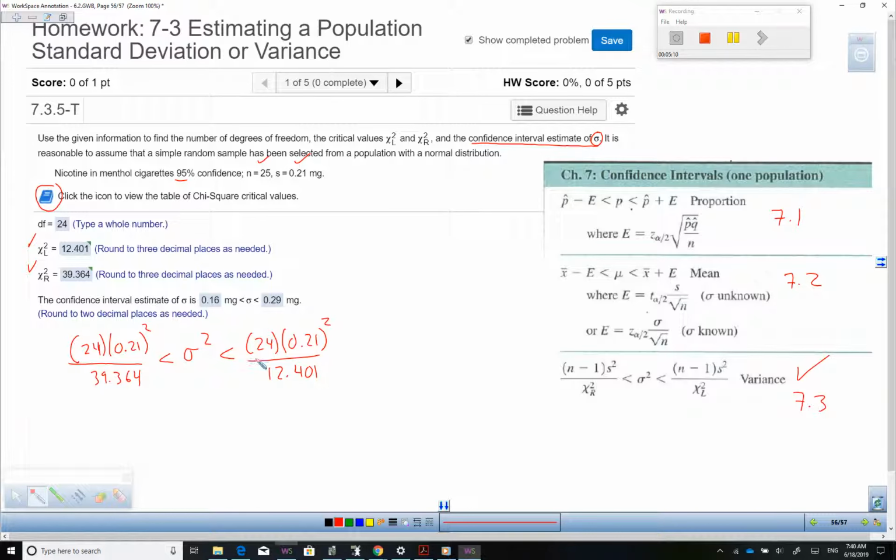Remember, we want the confidence interval for the standard deviation. This gives the confidence interval for the variance. So to get sigma by itself, all we have to do here is take the square root of this side and take the square root of that side, and that's how you get sigma by itself.